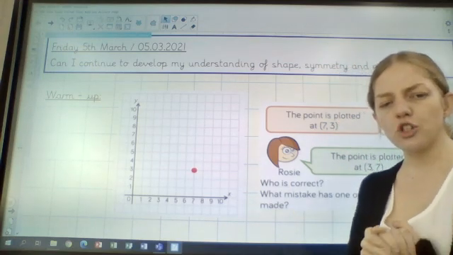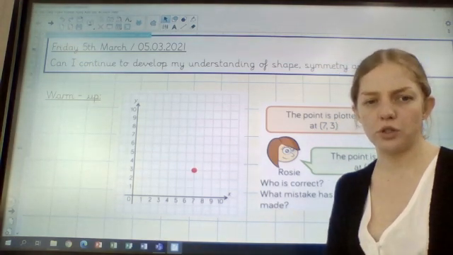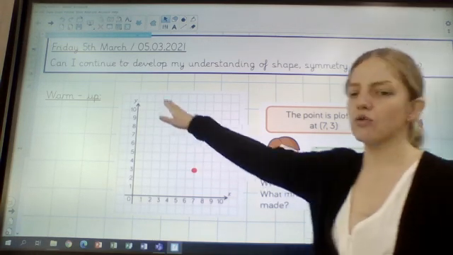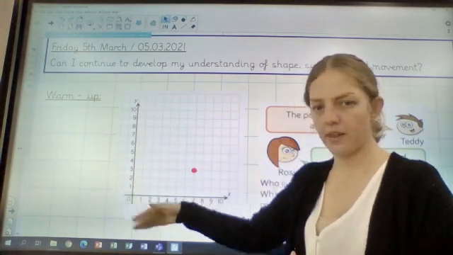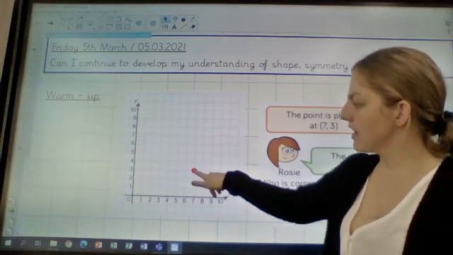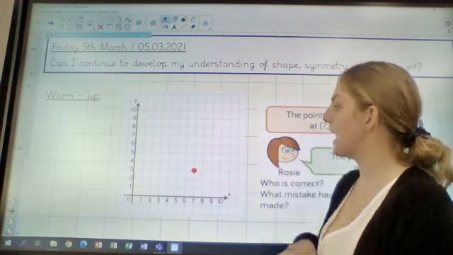So just before we start, I wanted to see how much we already knew about coordinates. So for your warm up today, I've got a graph here, and you've got your y-axis, which is this one, and you've got your x-axis, which is this one. And the red dot is where the coordinate has been plotted, okay?